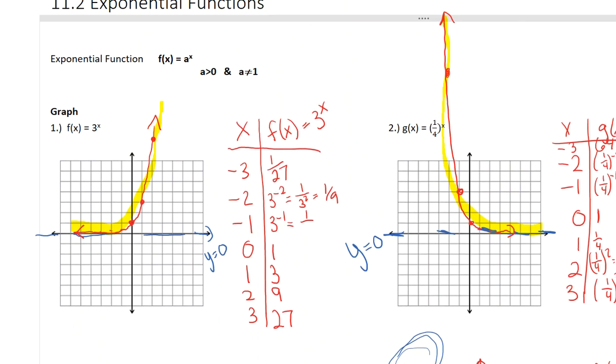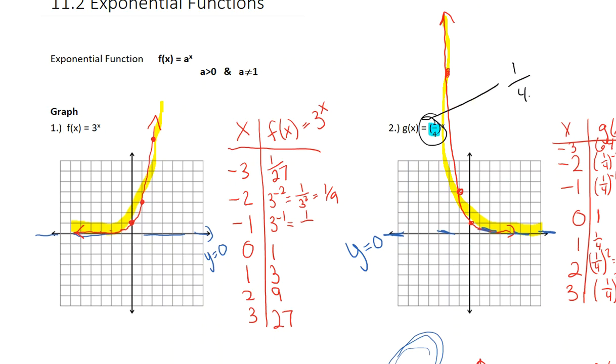And one last thing I want to go back to is this right here. Do you see how this went up when the base was positive? But over here in number 2, it flipped. And that's because if we think about 1/4, that's really 4 to the -1. So that's actually flipping the exponent to be negative, which in turn moves the points around.